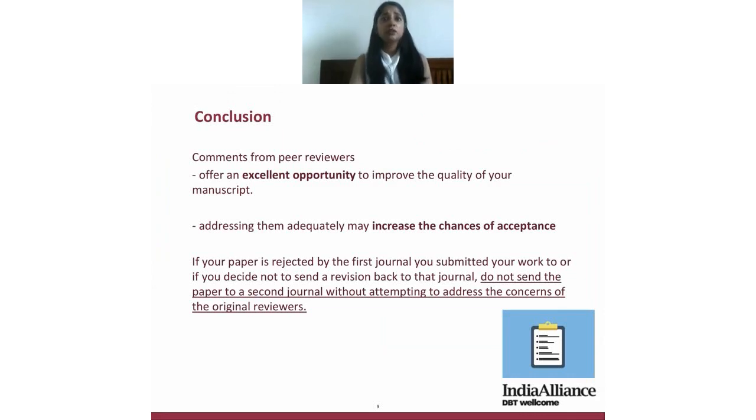So in short, the peer review process is very important. It offers a very good opportunity to improve the quality of your manuscript. It increases the chances of acceptance. And if your paper is rejected by a journal and you have got comments, don't go ahead and submit it to another journal without addressing those comments, because it'll just be a waste. Try to address those issues and then resubmit to a different journal.